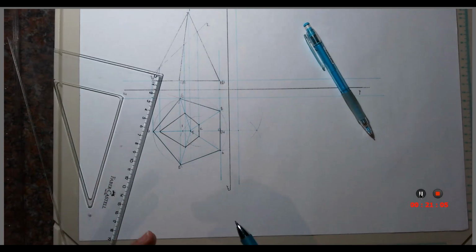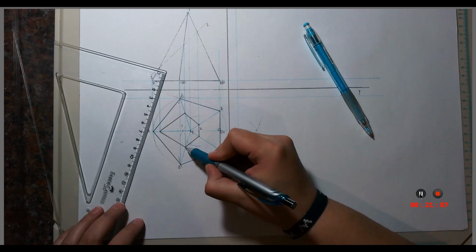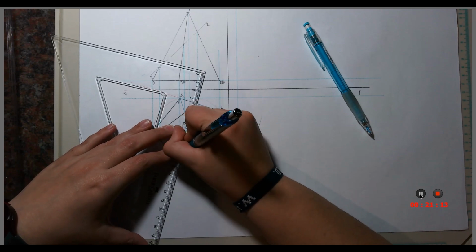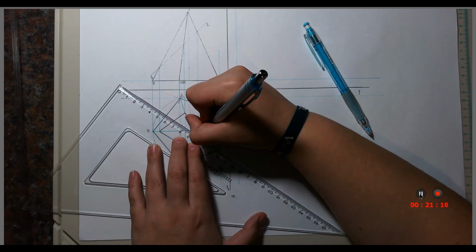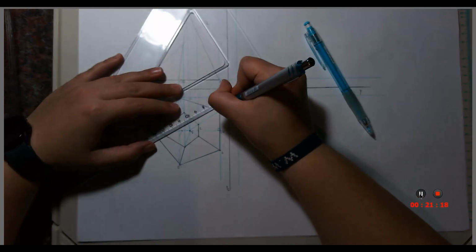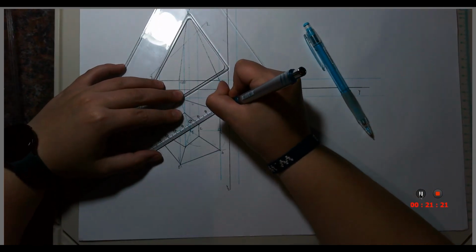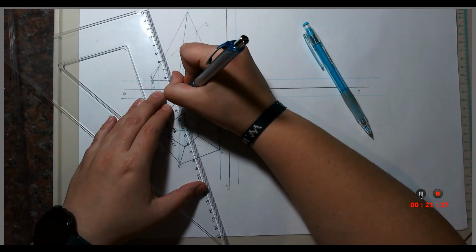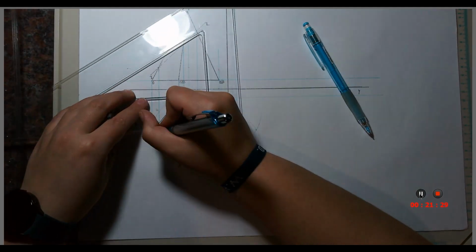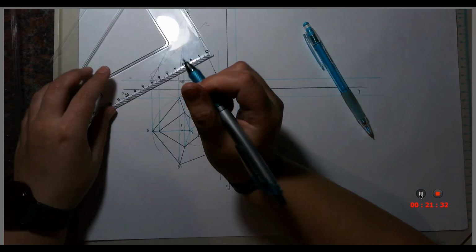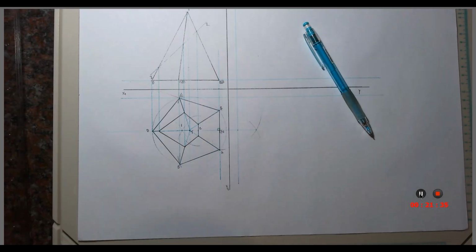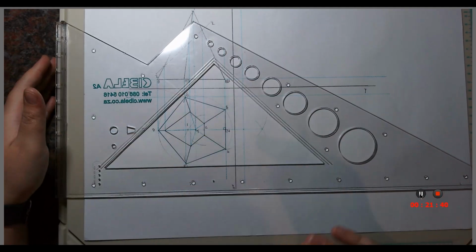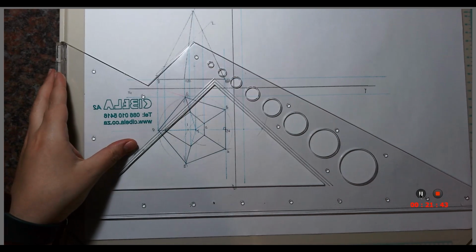There we go. And then it looks a bit empty, so we still need the lines that connect the cutting plane to the base. There we go. And that is our top view. All we need to do now is hatch it. Hatching is always against 45 degrees.